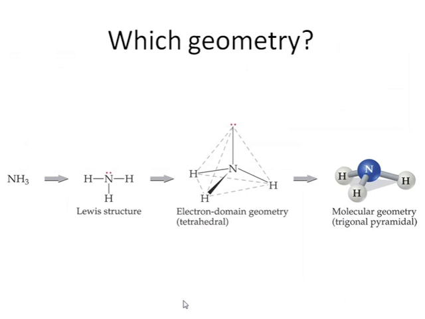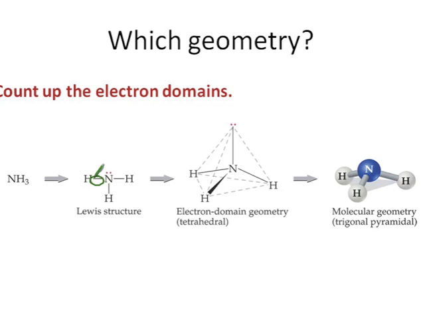All right, so how do you figure out geometry? Well, we count up the electron domains. Okay, so for this atom, electron domains is 1, 2, 3, 4. There are 4 electron domains. I'm going to say dome, even though that's not how you spell domains, but that's our abbreviation for electron domains.